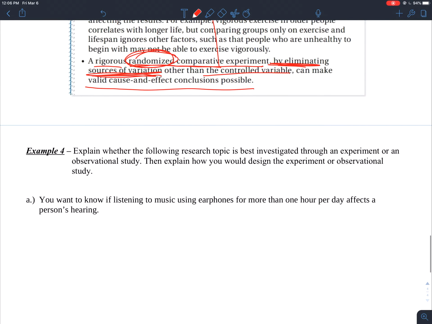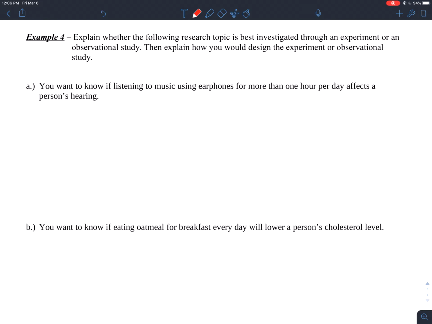All right, so let's do the last example. We'll be out of here. Example 4 says, explain whether the following research topic is best investigated through an experiment or an observational study. Then explain how you would design the experiment or observational study. Okay? So, you want to know if listening to music using earphones for more than 1 hour per day affects a person's hearing.